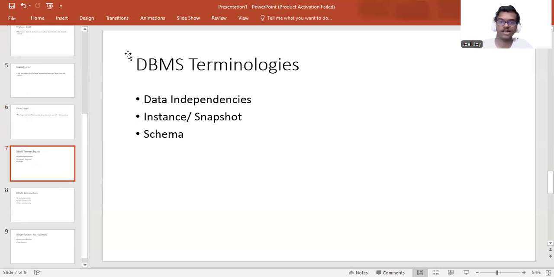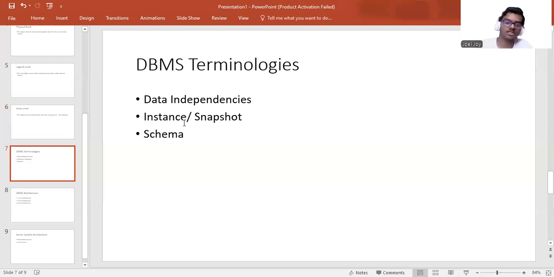Next is the database terminologies. What all terms are there in database? The first is data independence. It is defined as that property of DBMS that helps us to change the database schema at one level without causing an effect or a change in the next higher level of the system. And data independence helps us to keep data separated from all programs that make use of it.